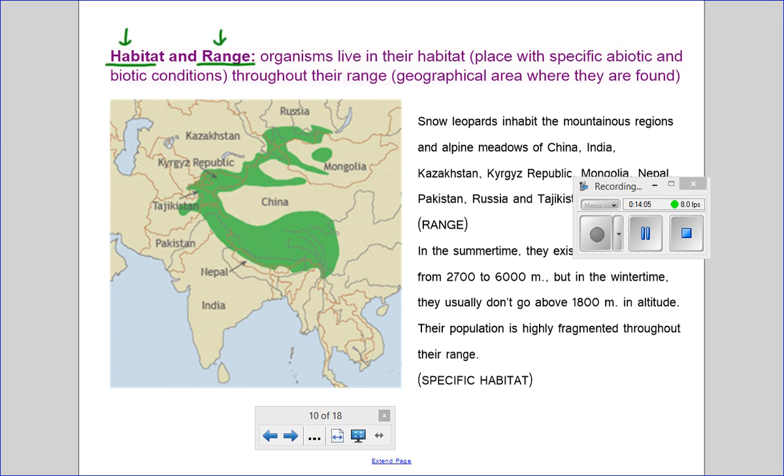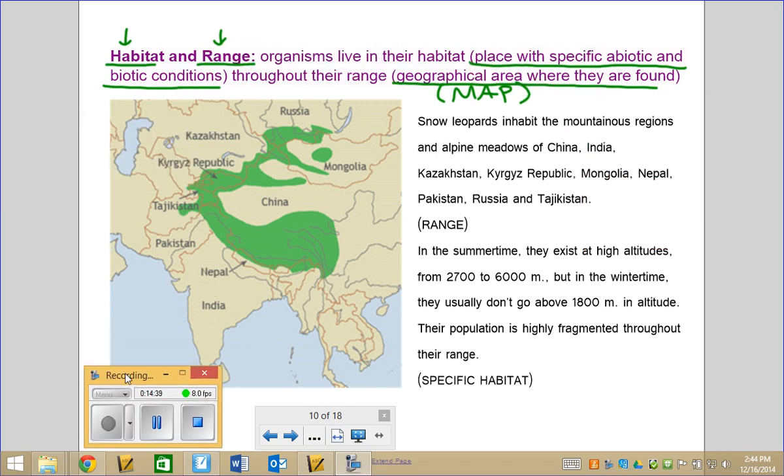Habitat is a place with specific abiotic and biotic conditions. If you wanted to, you could think about ecosystem, and we could probably interchange those words in this sense. Range is a geographical area, like on a map. And so they're not saying the same thing. To help illustrate this difference, I have an example regarding snow leopards.